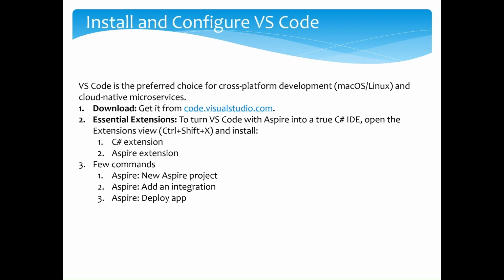When it comes to VS Code as an IDE, if you prefer a lightweight cross-platform experience, Visual Studio Code is a fantastic choice for cloud-native microservices. To turn it into a true Aspire IDE, install the C# and Aspire extension. This gives you access to powerful commands for creating Aspire projects, adding integrations, and even deploying your apps directly. You could use either Visual Studio or Visual Studio Code to start developing your Aspire apps.